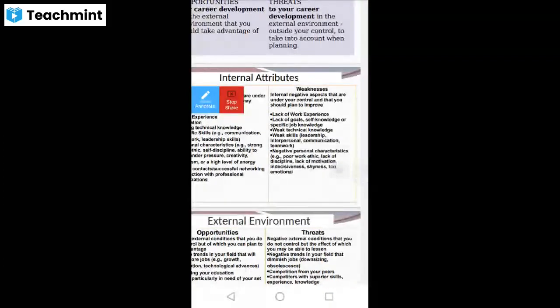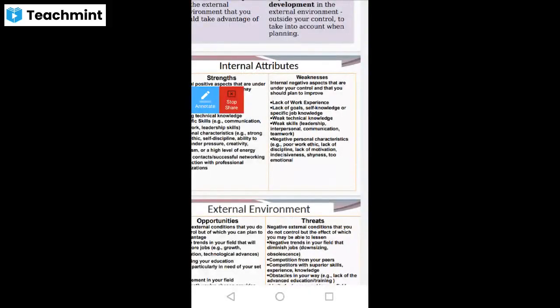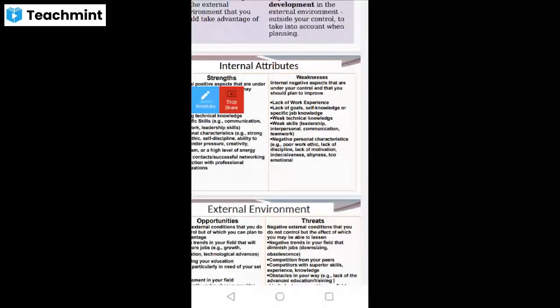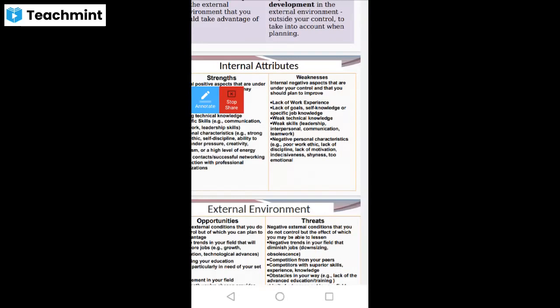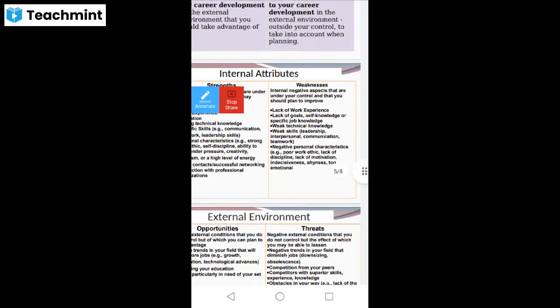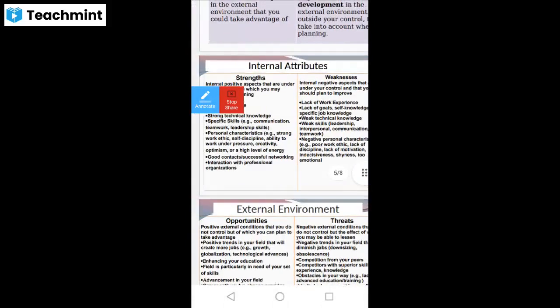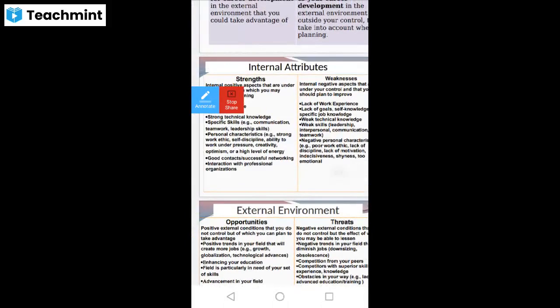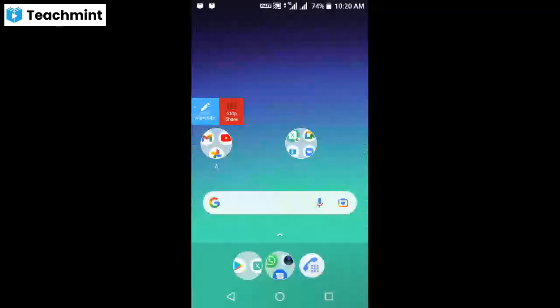Now we look at the weaknesses. Internal negative aspects that are under your control and that you should plan to improve. Suppose you have any kind of weakness, you have to plan yourself to overcome it. Lack of work experience, lack of goals, self-knowledge or specific job knowledge, weak technical knowledge, weak skills, negative personal characteristics like poor work ethic, lack of discipline, lack of motivation. Look at this one. Some people look at these as strengths, and some look at them as weaknesses for others.